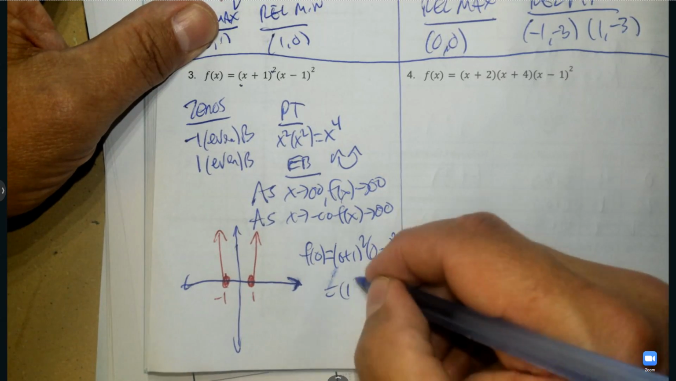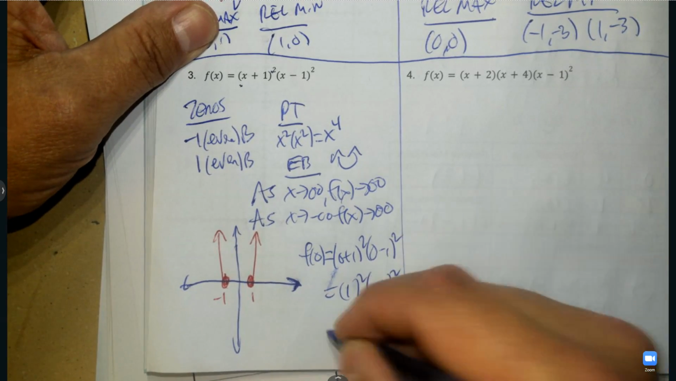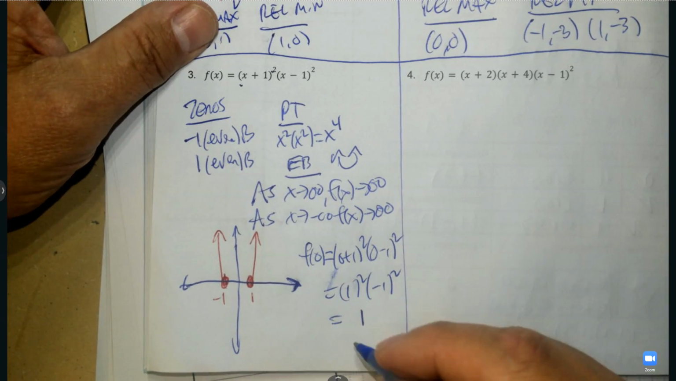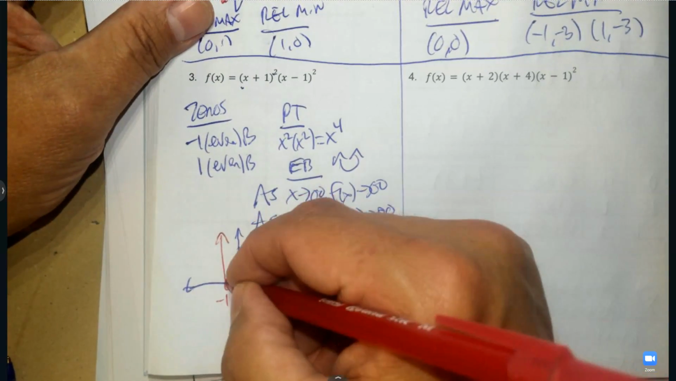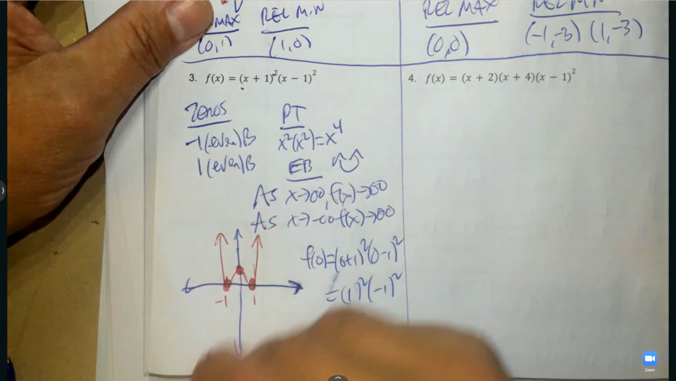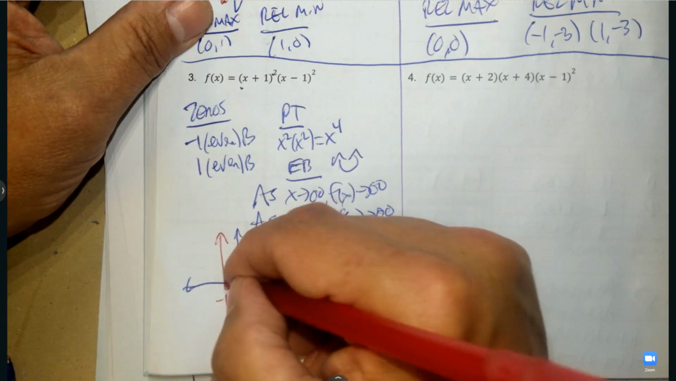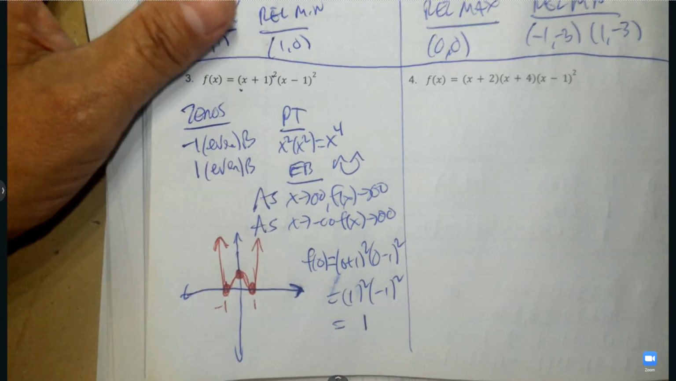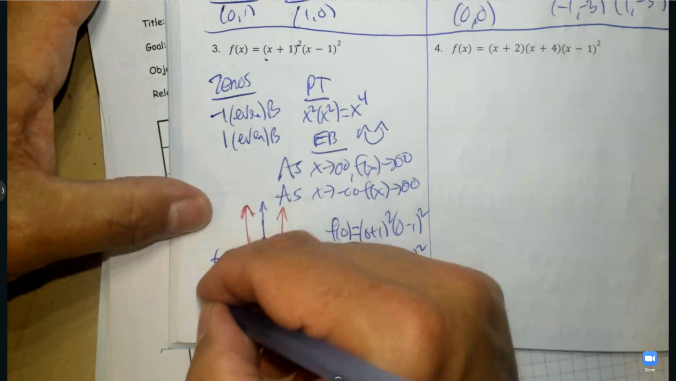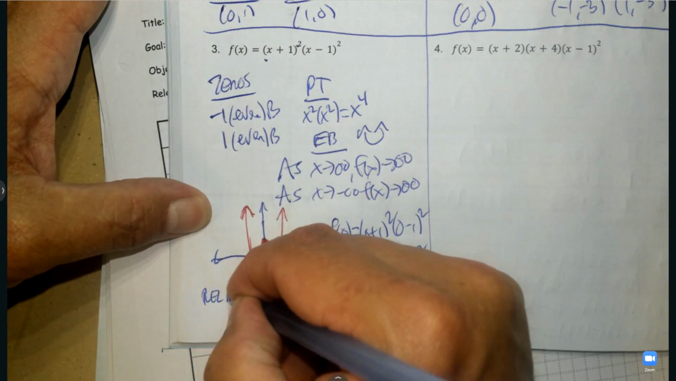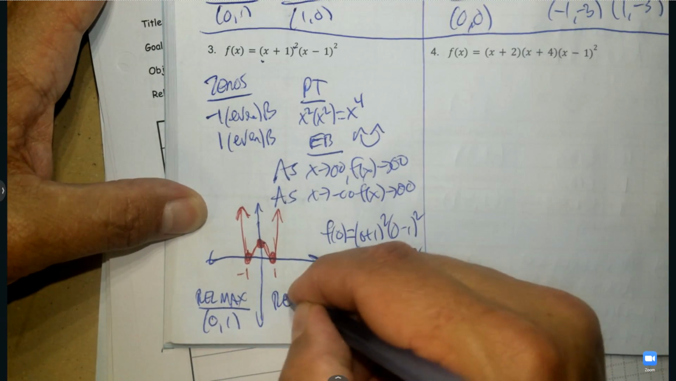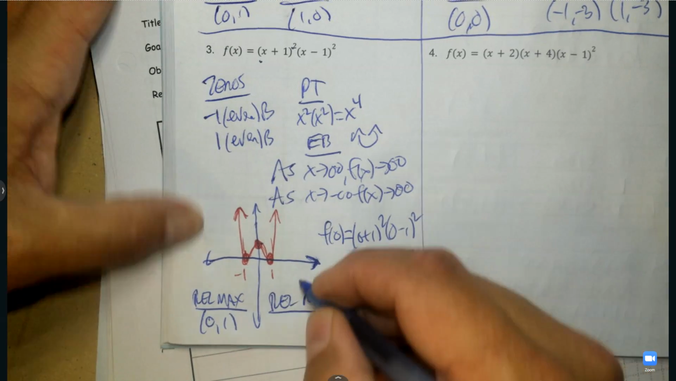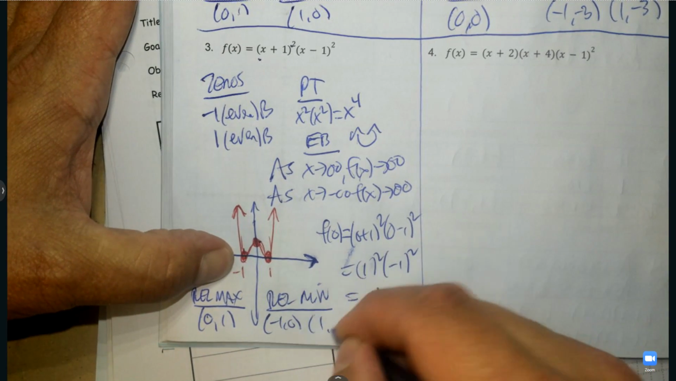So 0 plus 1, 0 take away 1, and when I'm squaring, everything's going to turn positive. So 0, positive 1 kind of makes a W this time. The last thing I'm going to write down is where's my maximums and minimums. So we have a maximum at 0, 1, and we have two minimums. That's at -1, 0 and +1, 0.